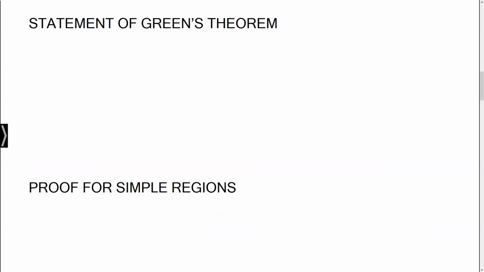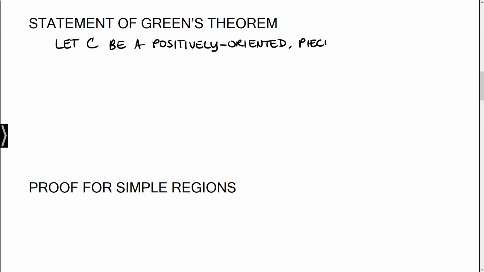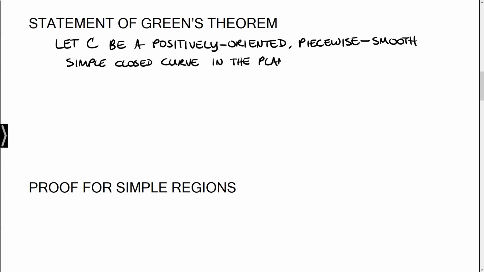All right, so let's go to the statement here. So we're going to start off with some standard stuff that we've been doing for a while. So let C be a positively oriented, so that means counterclockwise, piecewise smooth, simple closed curve in the plane, and we're going to let D be the region bounded by C, so interior to C.